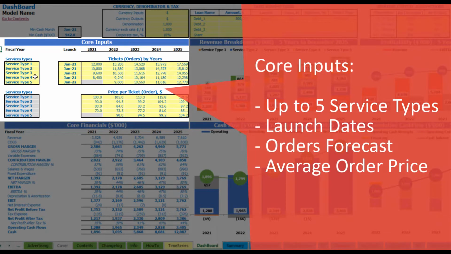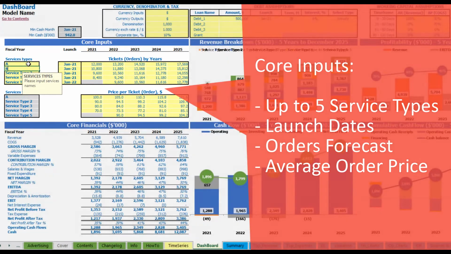Here we have up to 5 different services types, and you can change these yellow cells like A, B, C, or any other names which you would like to use for your services. The next step is to set up the launch date for each of services types. So using the drop down, just pick the needed date. It can be the same date for all of the services, or it can be different dates.